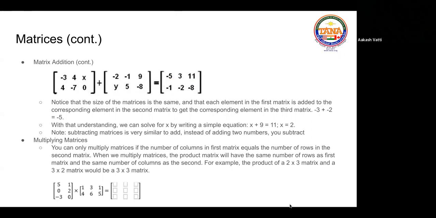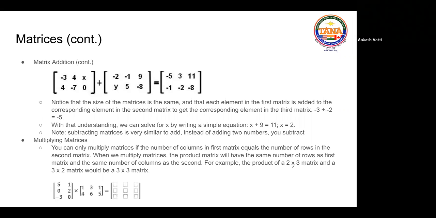All right, multiply matrices. You can only multiply matrices if the number of columns in the first matrix equals the number of rows in the second matrix. When we multiply matrices, the product matrix will always have the same number of rows as the first matrix and the number of columns as the second. For example, the product of a 2x3 matrix and a 3x2 matrix would be a 3x3 matrix.